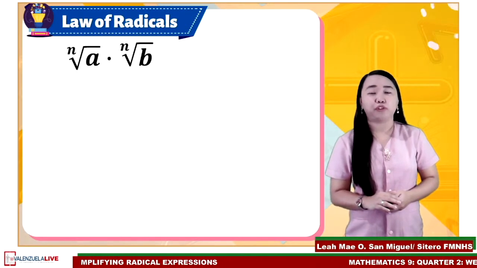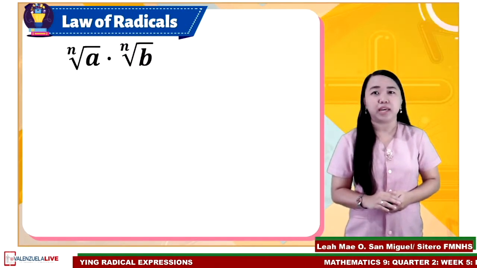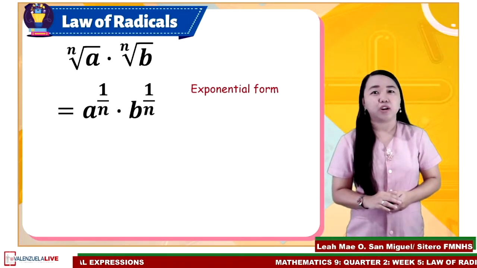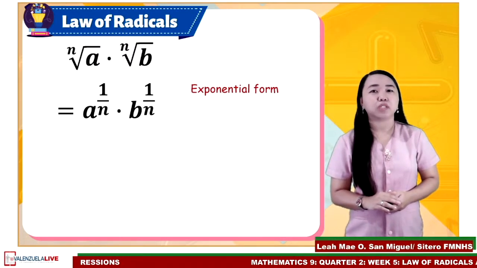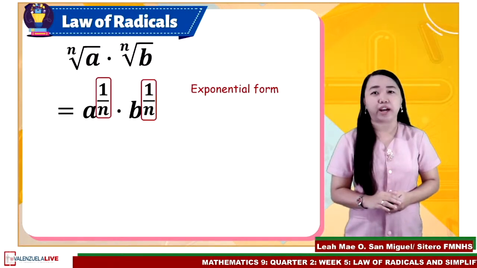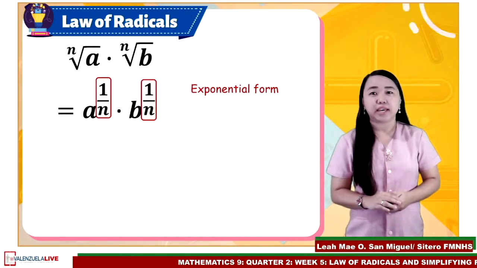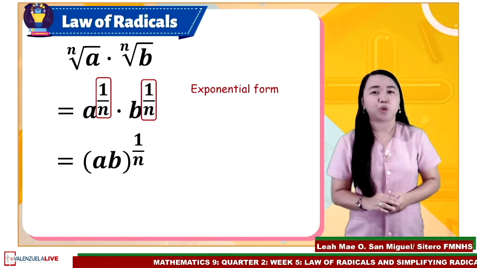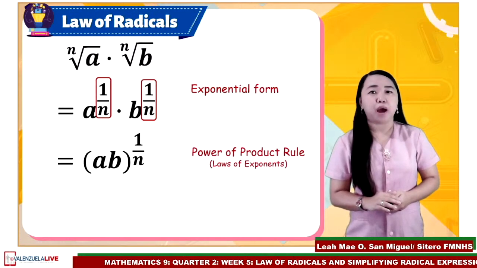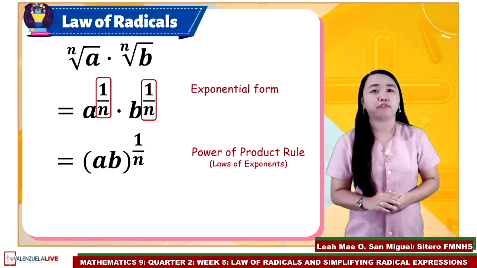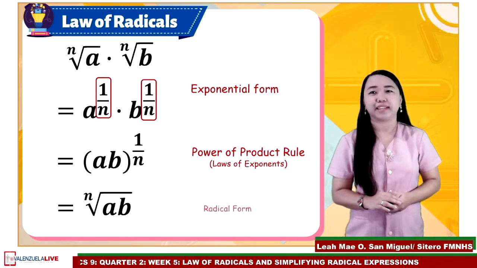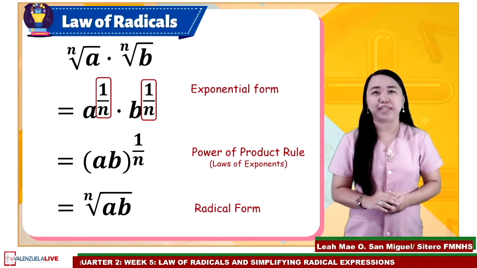When nth root of a times nth root of b is written in its exponential form as a raised to 1 over n times b raised to 1 over n, we can see that the powers are equal. Thus, it can be written as the quantity ab raised to 1 over n, by the power of a product rule in laws of exponents, which has the equivalent radical form of nth root of ab.